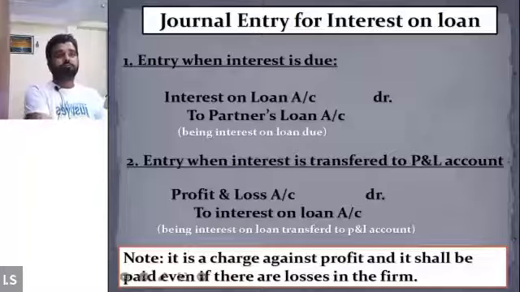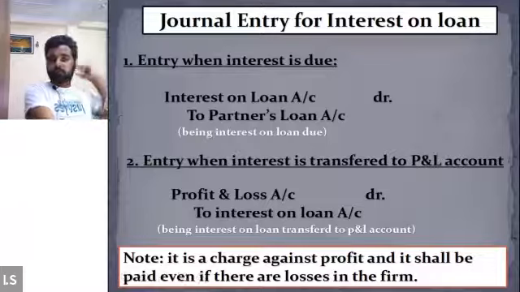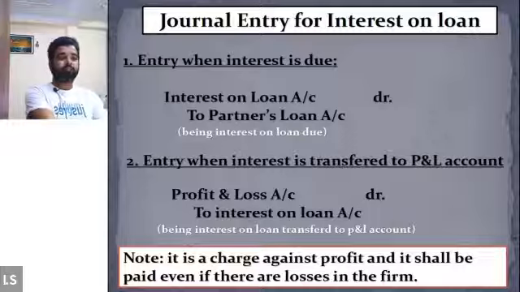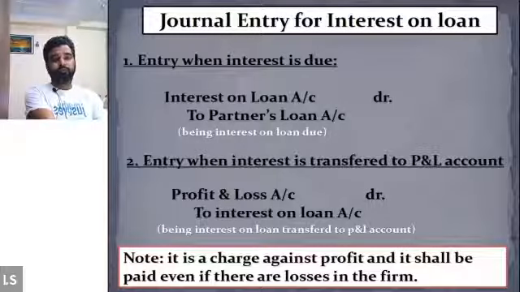Now, one more thing I want you to remember. At the bottom of the screen, you can see a note. The note says that interest on loan is a charge against profit. It is a charge against profit, and it shall be paid even if there are losses in the firm. You need to remember this point because it is going to be used in the question.